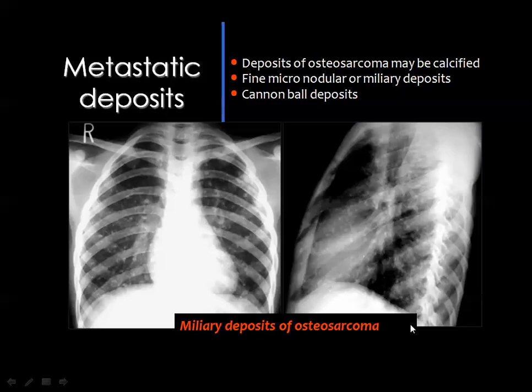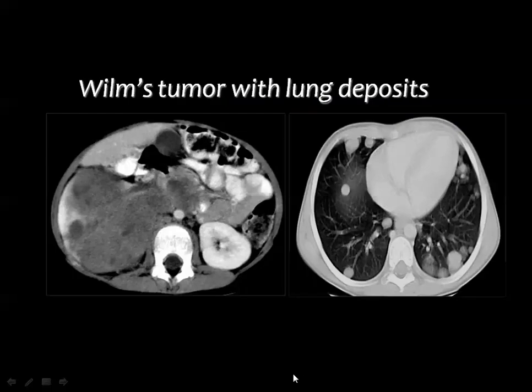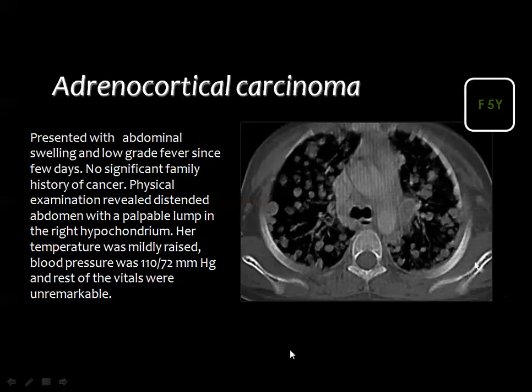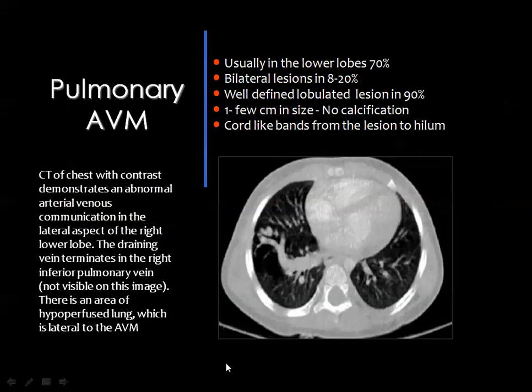Like in this case of a child with a known osteosarcoma, then you can see numerous pulmonary nodules scattered throughout both lung fields, representing metastatic deposits. And this is the case of Wilms tumor. You see a big tumor in the left kidney, and this tumor has given metastatic deposits to the lung in the form of multiple pulmonary nodules. Then this female child has an adrenocortical carcinoma, and her chest CT shows numerous pulmonary nodules scattered in both lung fields, representing metastatic deposits.